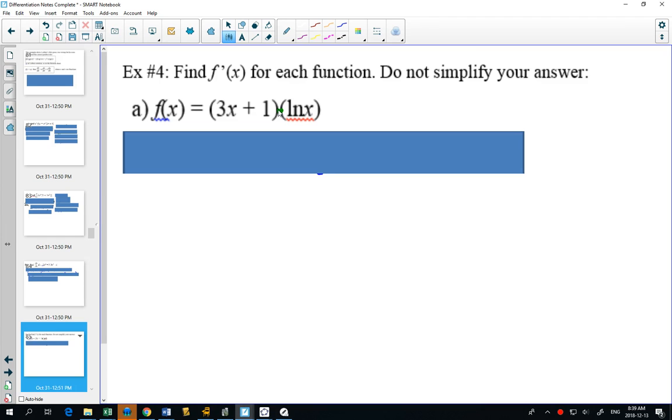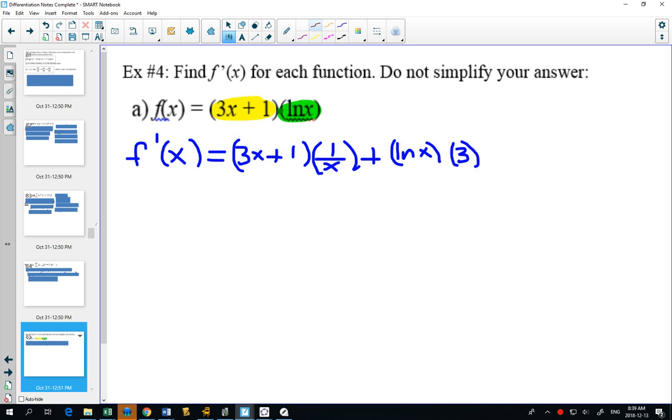We've been color coding it as we've gone, right? And I've always color coded the first one yellow and the second one green. So when doing the derivative, we keep the first one the same, derivative of the second one. Remember, the derivative of natural log is 1 over x. And then we keep the second one the same, times by the derivative of the first one.